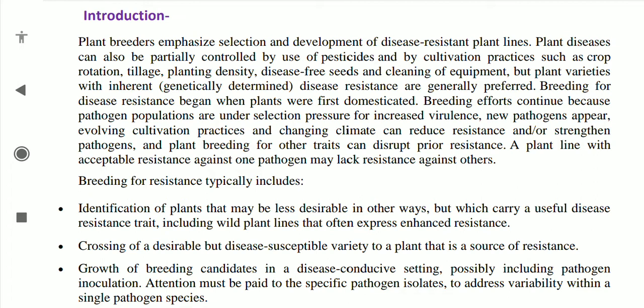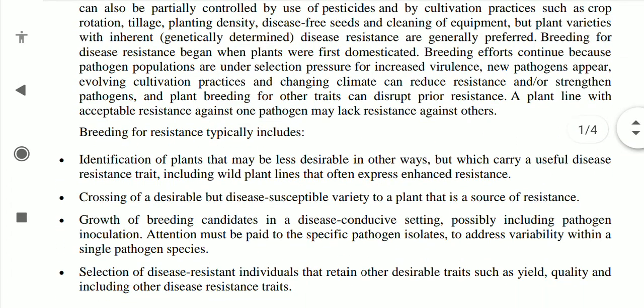Crossing of a desirable but disease susceptible variety to a plant that is a source of resistance. Here we had taken a wild plant as a disease resistant source. We will cross this with the disease susceptible variety. Growth of breeding candidates in a disease conducive setting, possibly including pathogen inoculation.